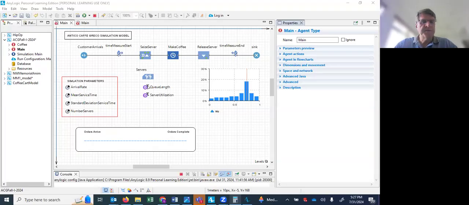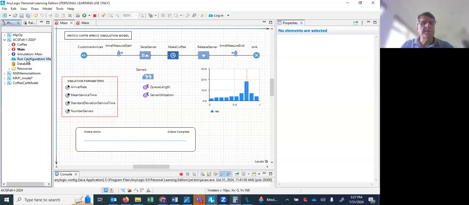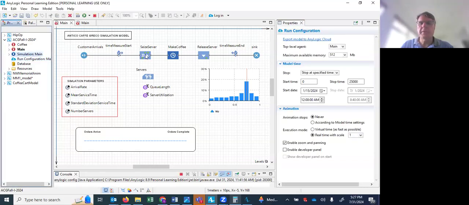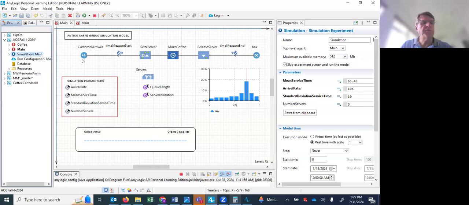Hello again. This is our simulation analysis using our AnyLogic model for the Antico Cafe Greco ACG case study. In the previous clip, I elaborated the model. We're just going to explore the different scenarios now, hopefully line them up with what we found with the queuing calculator. So I'm going to run the base case, and to set the parameters up, you go to simulation main and you can adjust them here.